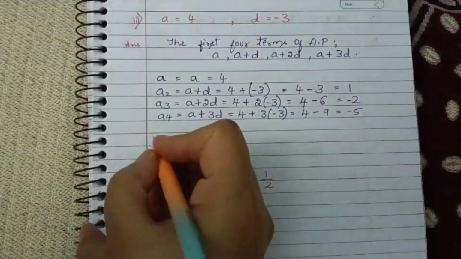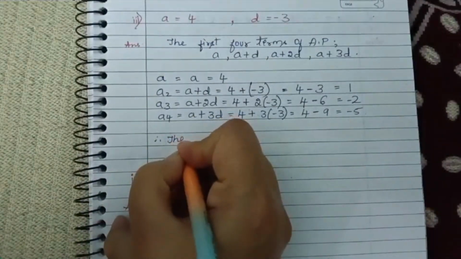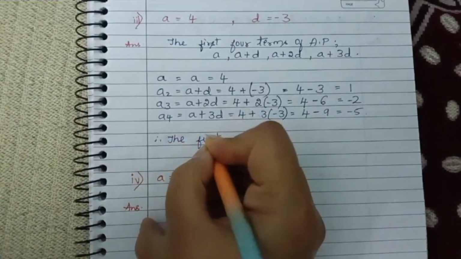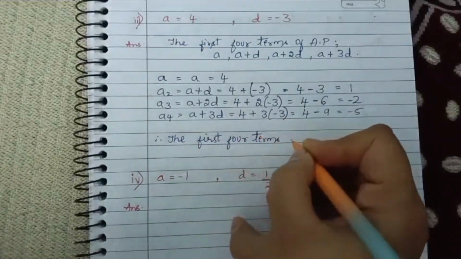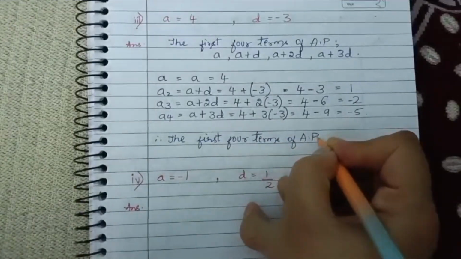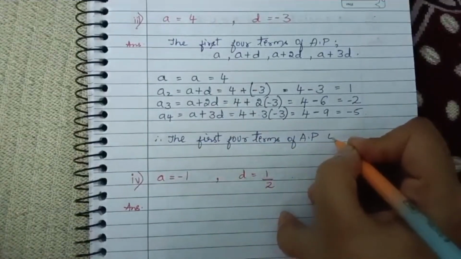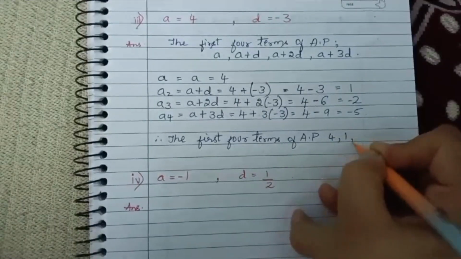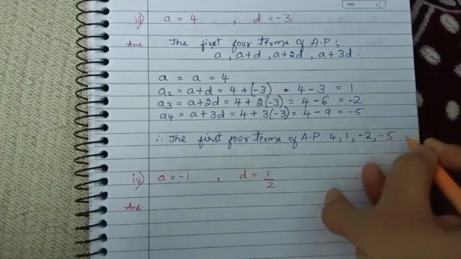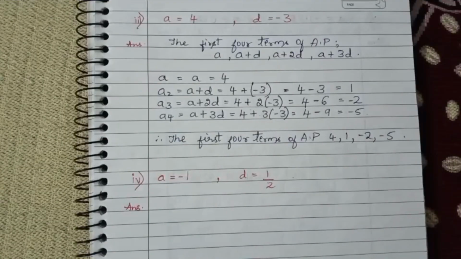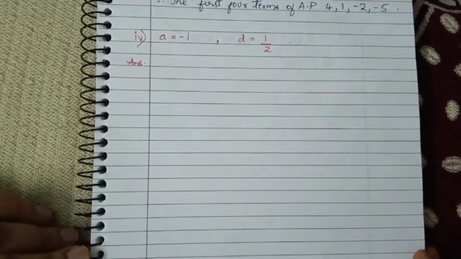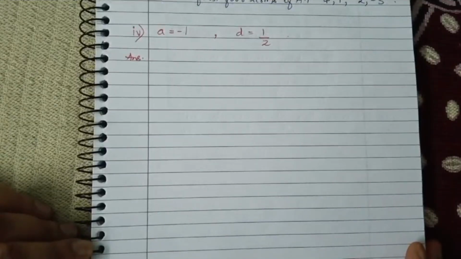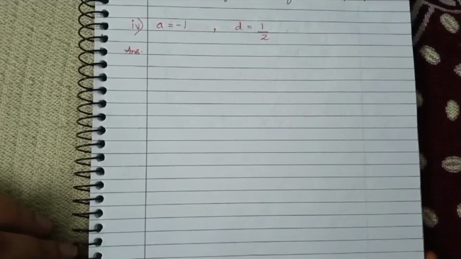Now the first four terms of AP are 4, 1, -2 and -5. So this is the complete answer for the third. Now let us go to the fourth one. Here we have A is equal to -1 and D is equal to 1/2.